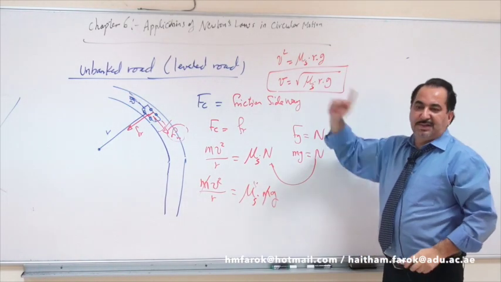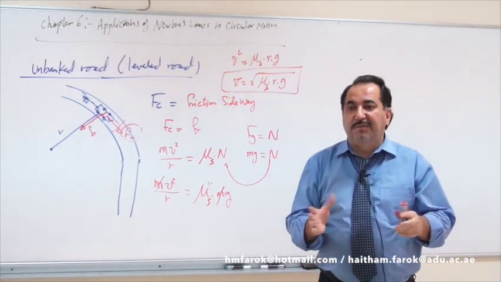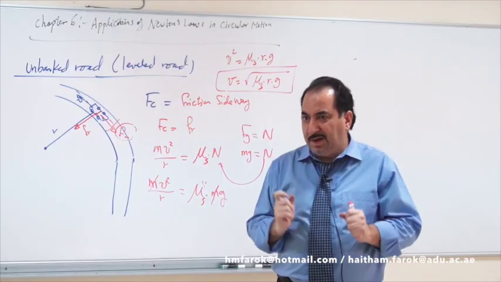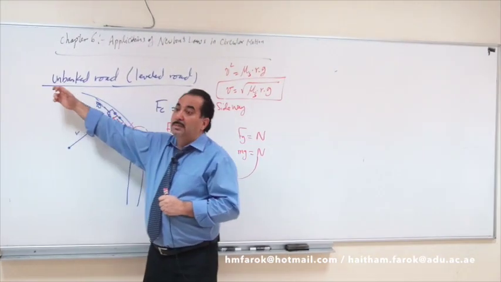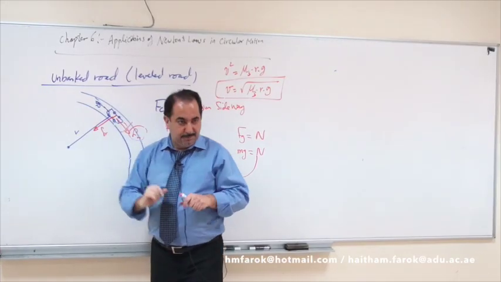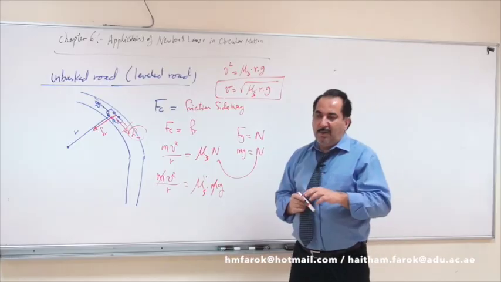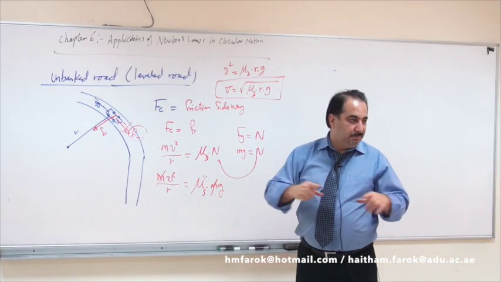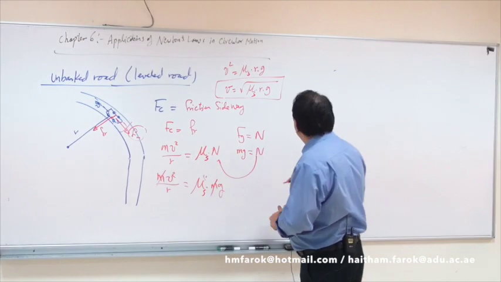So now let's discuss this equation. Suppose you've been given a project of designing a roundabout. As an engineer, you'll design roundabouts. And the roundabout which you have to design is unbanked, leveled. And they say, okay, this roundabout must have a radius of 10 meters. 10 meters, a small one in the residential area.